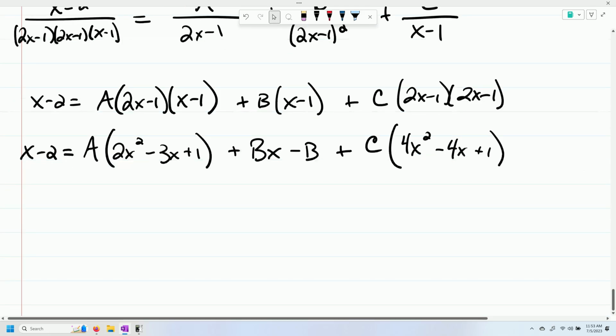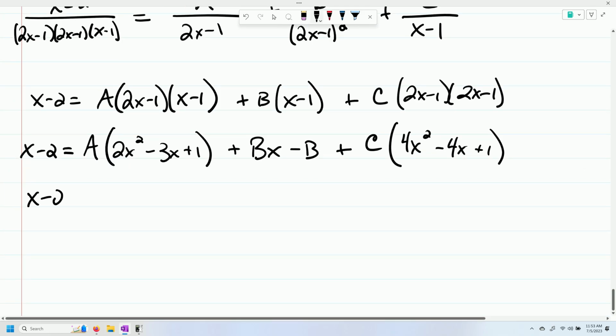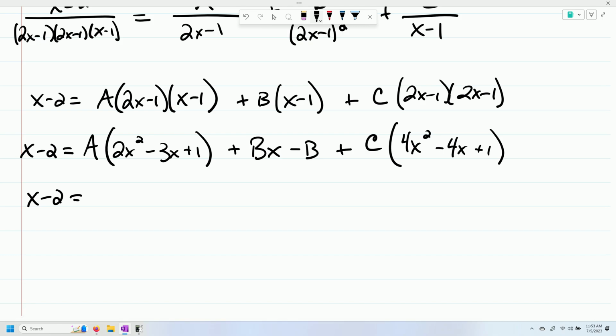All right. Now distribute, and now this is where I'm going to do everything at once. So hopefully you can follow. I'm going to distribute the A, and I'm going to group all my like terms at the same time. So for example, we get 2A x to the second plus 4C x to the second in a group.